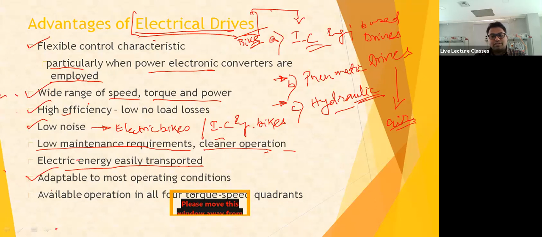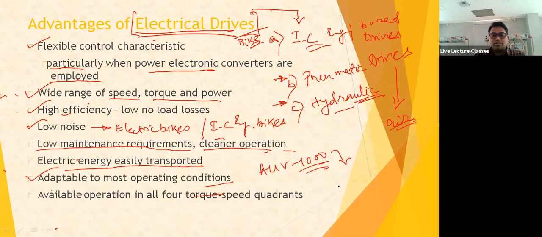I have been working in a project called AUV 1000. In that, they took some kind of thrusters, that is motors, which cost 5 lakh rupees per piece, and it was completely waterproof. And they used to drive the main thruster using this.